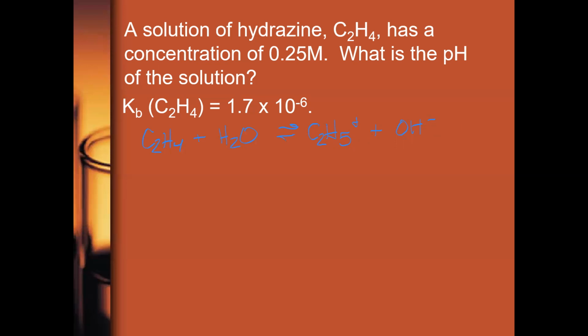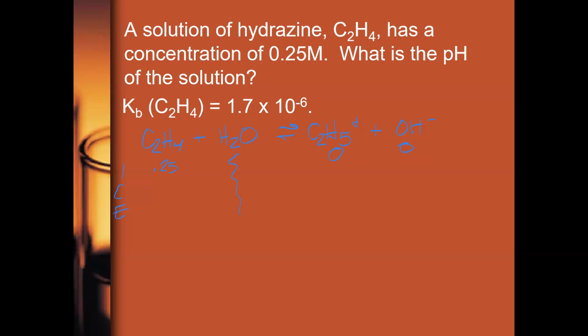You could have written the hydrogen in front of the C2H4 or just included it. Either way is fine. So the clues it gives us: the hydrazine has a concentration of 0.25 molar. Remember, we're going to ignore water, and we didn't start with any of the ions. And it gives us Kb, so we don't have any of our equilibrium values.